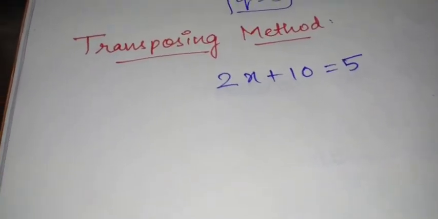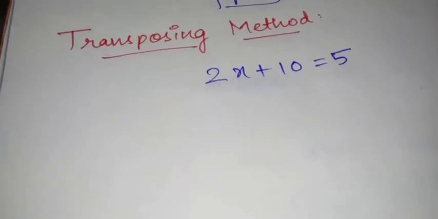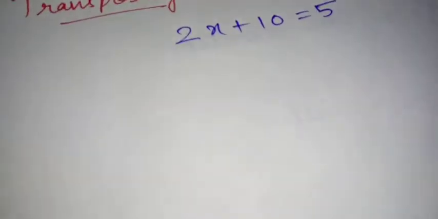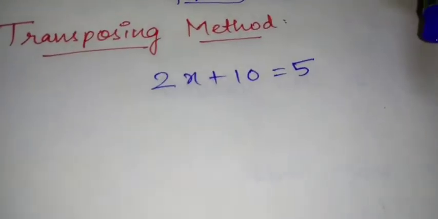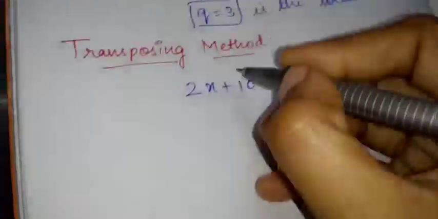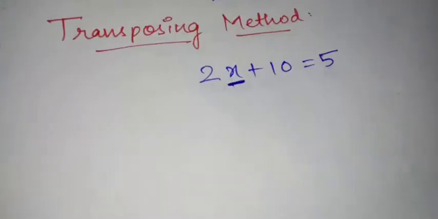You are changing one value from one place to another side. That is your transposing method. For example, 2x plus 10 is equal to 5. Actually, what do you want to find? You should find the value of x.